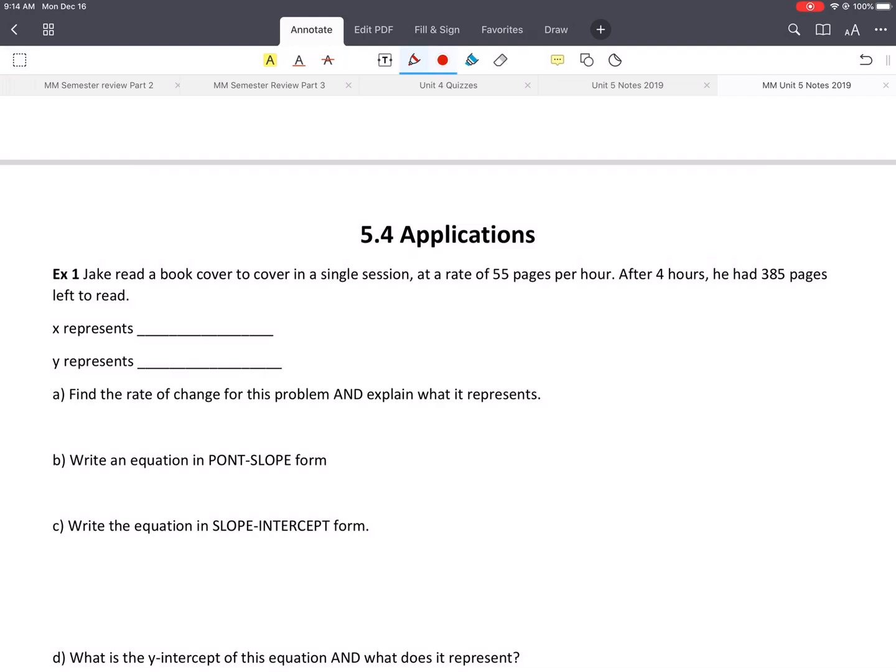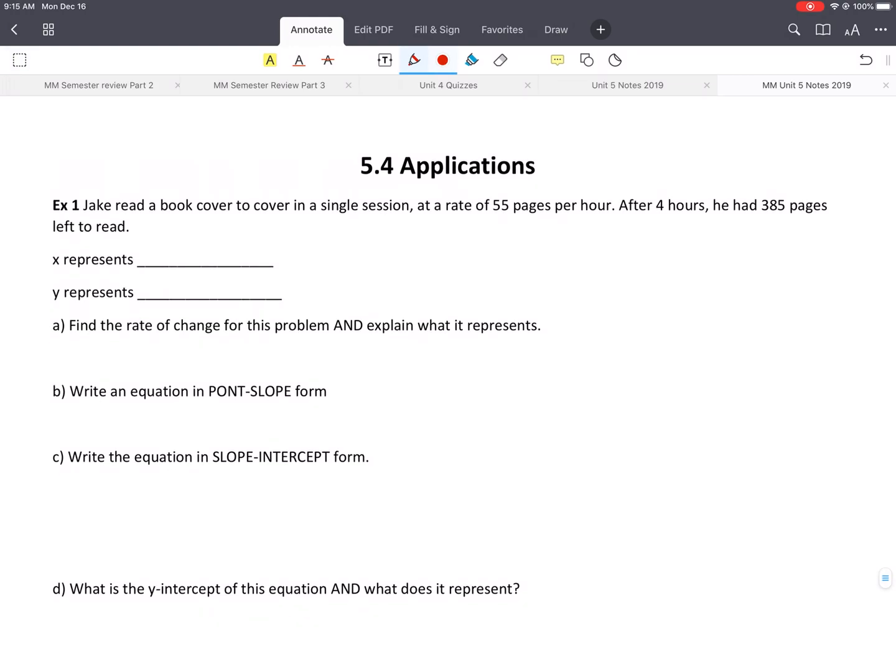Okay, so it says Jack reads a book cover to cover in a single session at a rate of 55 pages per hour. So here's a key word, per. After 4 hours, he has 385 pages left to read. Okay. So this would be a point, (4, 385).